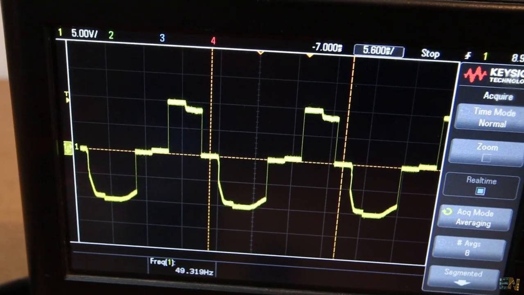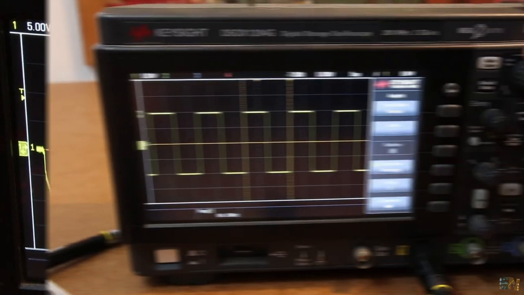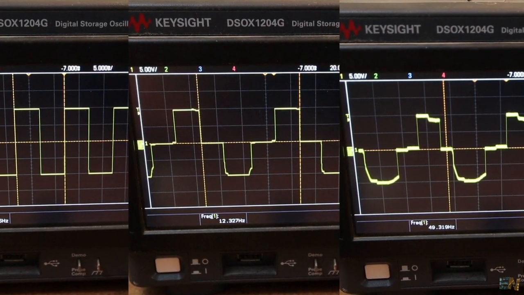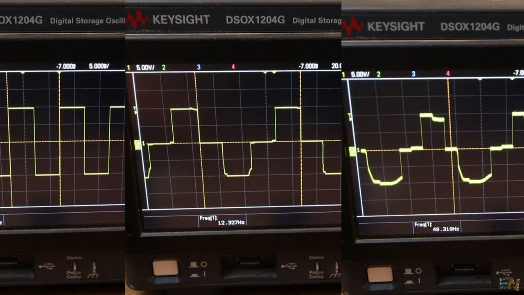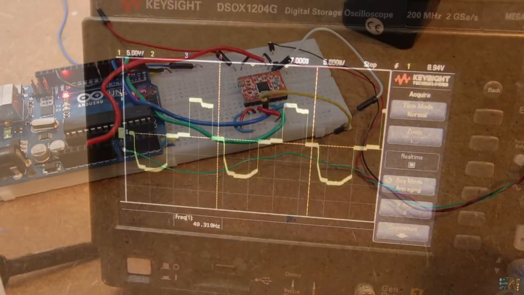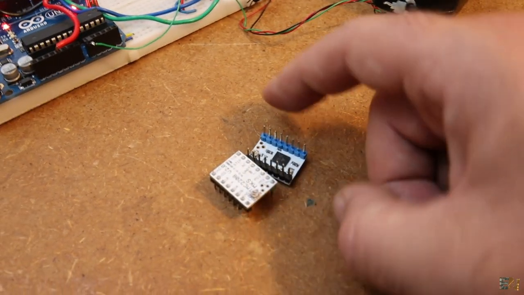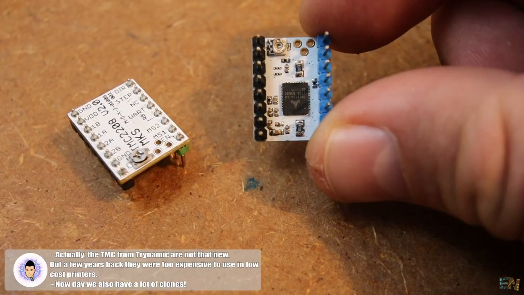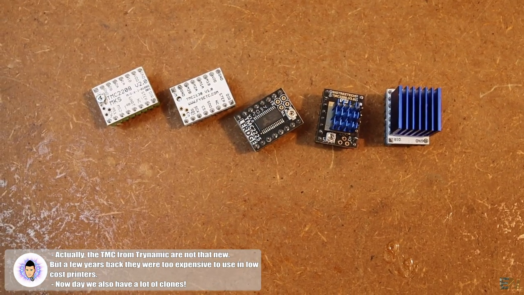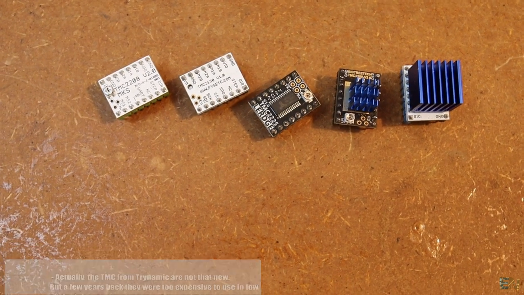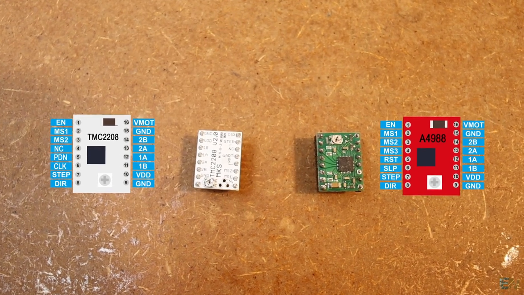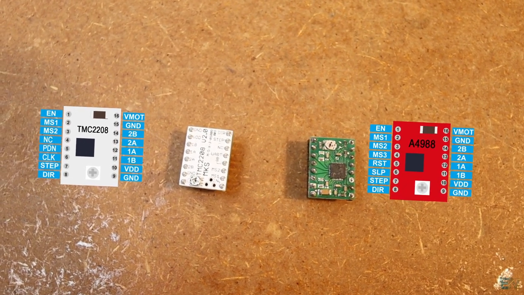So by increasing the microstepping, we gain torque and smoothness, but we lose speed. But even so, at full microstepping, the signal is still not a smooth sine wave. On the other side, we have the new technology of the TMC drivers, such as the TMC 2209, 2208, the TMC 2225, and the TMC 5160. And the pinout of this module is similar to the A4988, so they are compatible with pretty much all 3D printers.